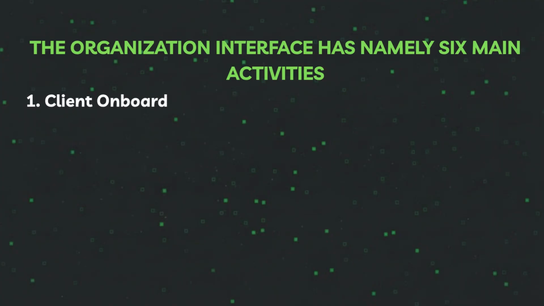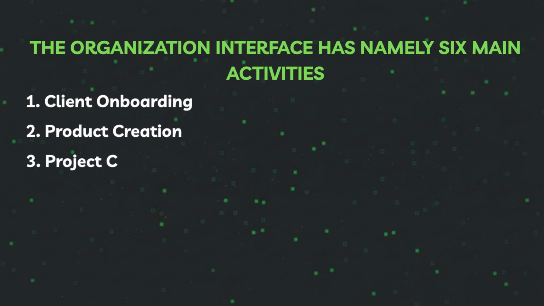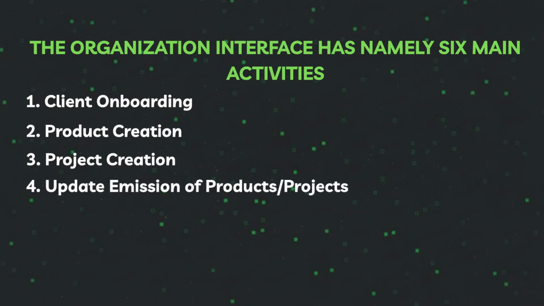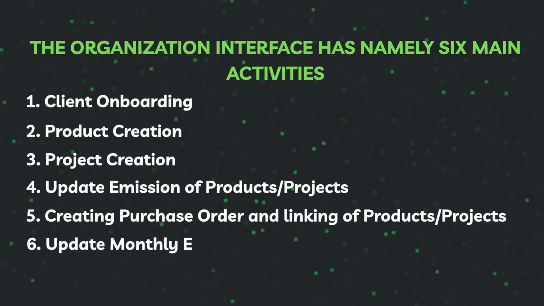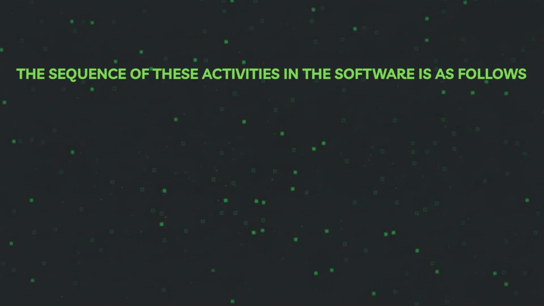1. Client onboarding. 2. Product creation. 3. Project creation. 4. Update emission of products/projects. 5. Creating purchase order and linking of products/projects. 6. Update monthly emission. The sequence of these activities in the software is as follows.